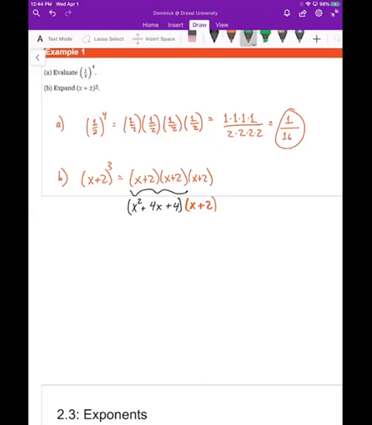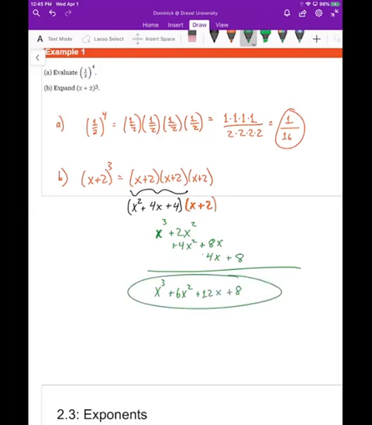If I multiply x squared by x, I'm going to get x to the third. x squared times 2 is 2x squared. 4x times x is 4x squared. 4x times 2 is plus 8x. And then 4 times x is 4x. And 4 times 2 is 8. And if I combine all these like terms, I'm going to get x to the third plus 6x squared plus 12x plus 8. So that's what we would get when we simplify that one.